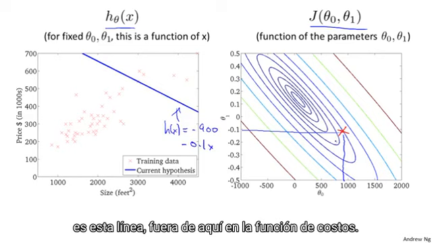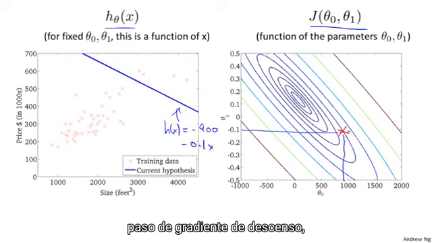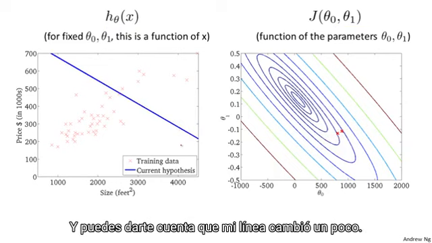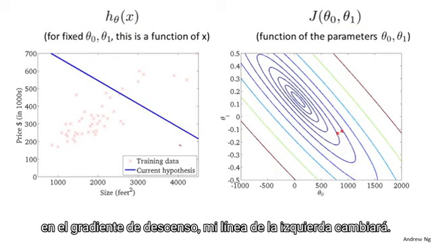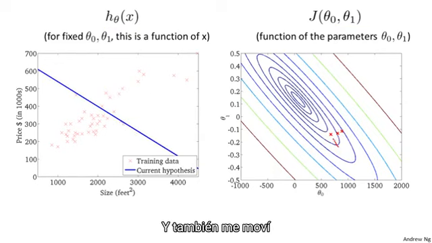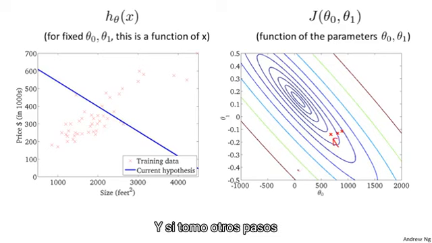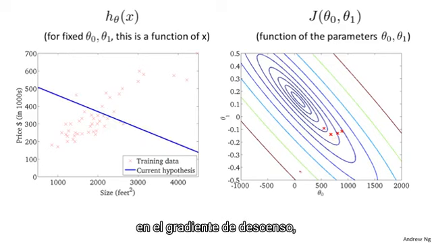And out here is the cost function. Now, if we take one step of gradient descent, we end up going from this point out here, a little bit down and to the left, to that second point over there. You notice that my line changed a little bit. As I take another step of gradient descent, my line on the left will change, and I've also moved to a new point on my cost function. As I take further steps, I'm going down in cost, so my parameters are following this trajectory.